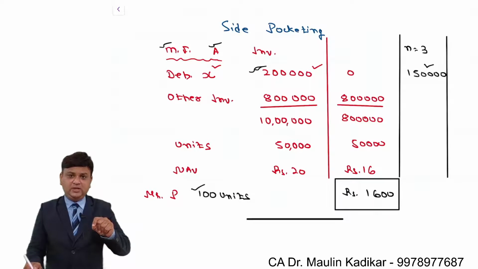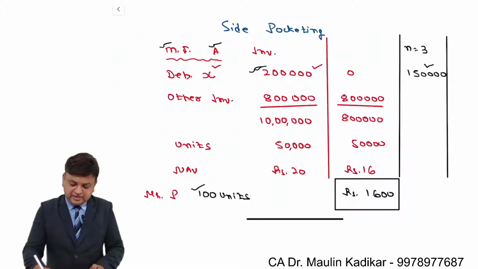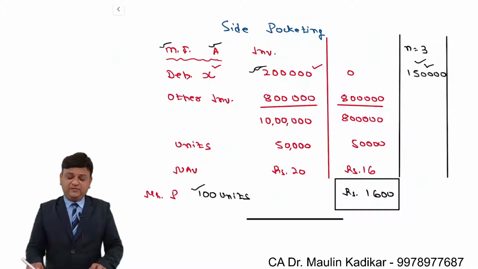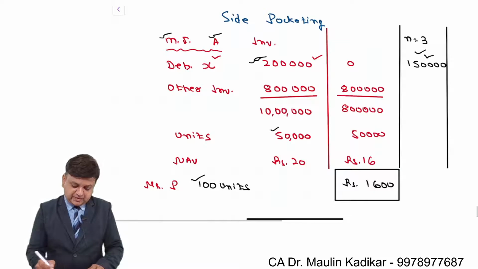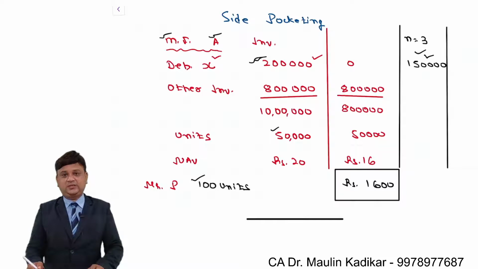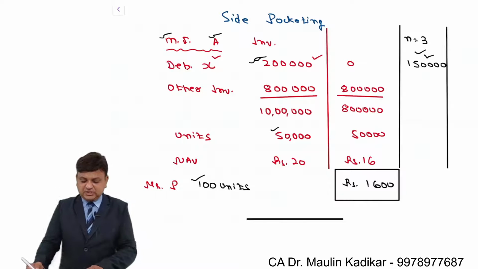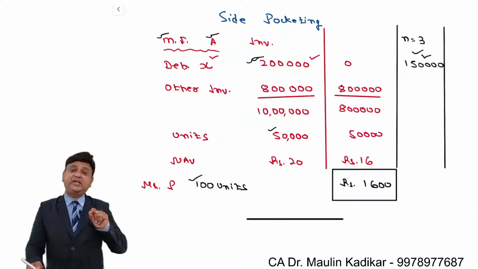And actually, he is entitled to receive a certain portion of this 1,50,000 rupees. Why? Because at that point of time, he was holding his units. So this is the kind of problem which the investors were facing.